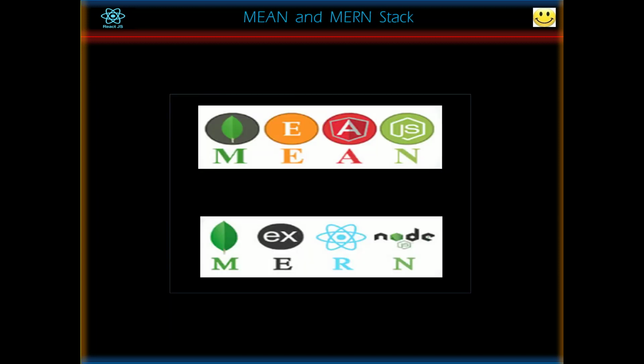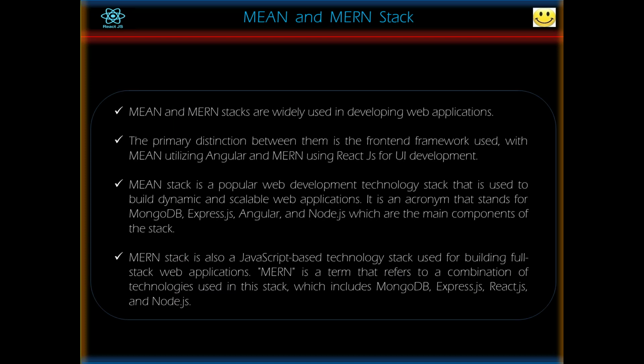MEAN stack and MERN stack. MEAN stack: MongoDB, Express.js, Angular, and Node.js. MERN stack: MongoDB, Express.js, React.js, Node.js. MEAN and MERN stacks are widely used in developing web applications. The primary distinction between them is the front-end framework used, with MEAN utilizing Angular and MERN utilizing React.js for UI development.